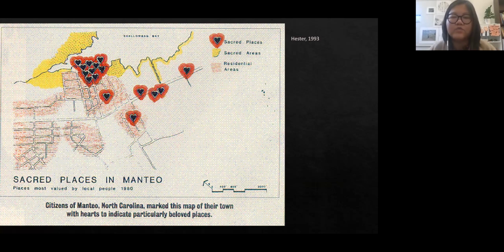So this is one way you can invite the community members to help you define which areas you want to redevelop or not touch. And this is all based on the visualization.